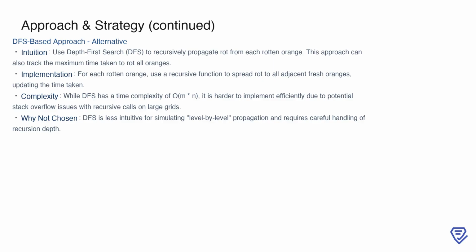While the time complexity of DFS is still O(m*n), similar to BFS, it has some practical drawbacks. Recursive calls can lead to stack overflow issues, especially with large grids. Additionally, DFS is less intuitive when trying to simulate the layer-by-layer propagation of rot, which is a natural fit for BFS. These limitations make DFS less efficient and harder to implement effectively for this specific problem.